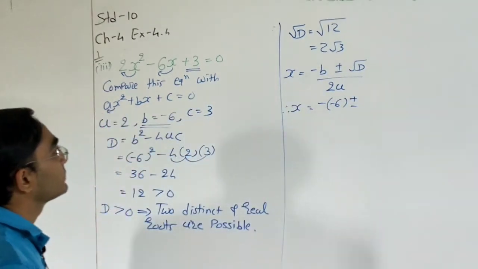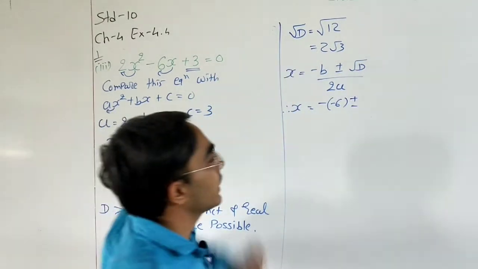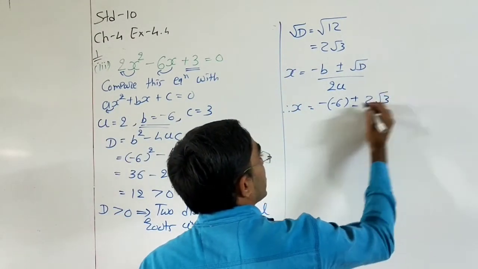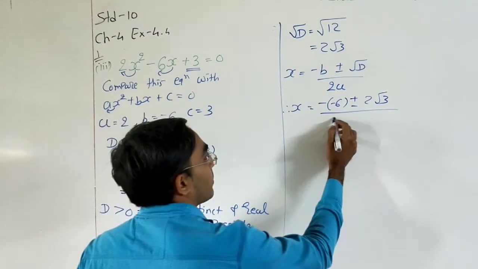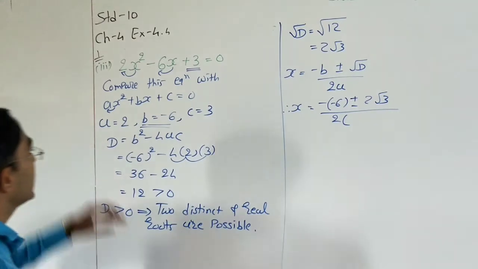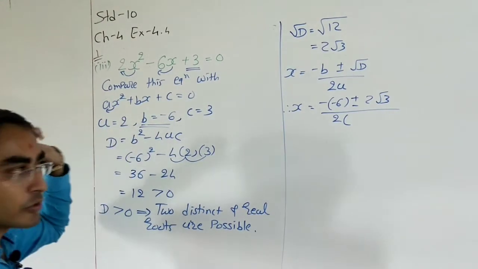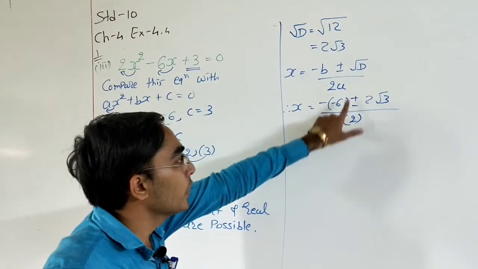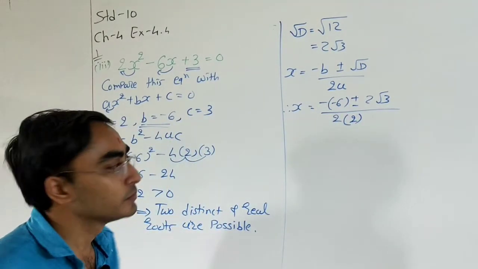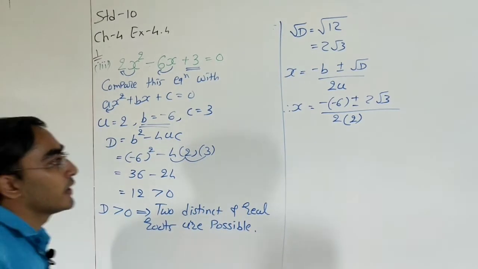Then under root D. Under root D that we get is 2 under root 3. Right? Divided by 2 multiply a, so we can write in bracket. Right, now a is equal to 2, so put this value here. Okay? Just 2, and a is equal to 2.